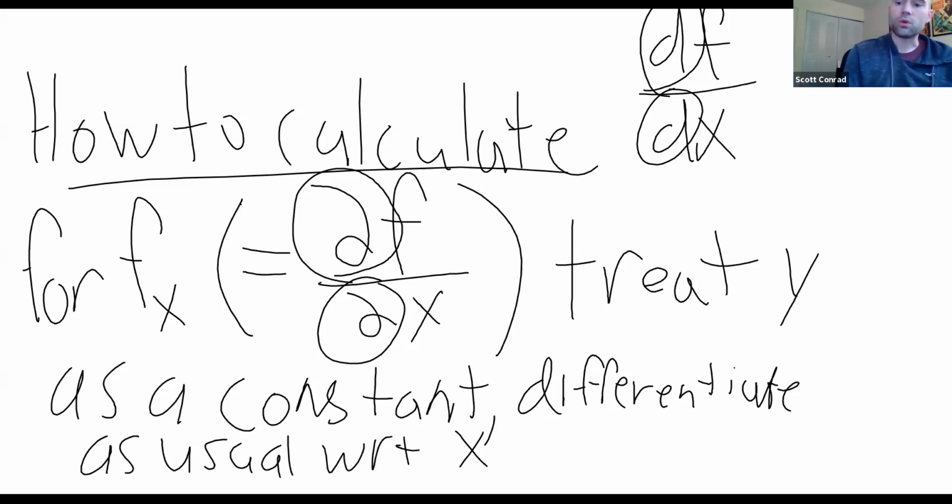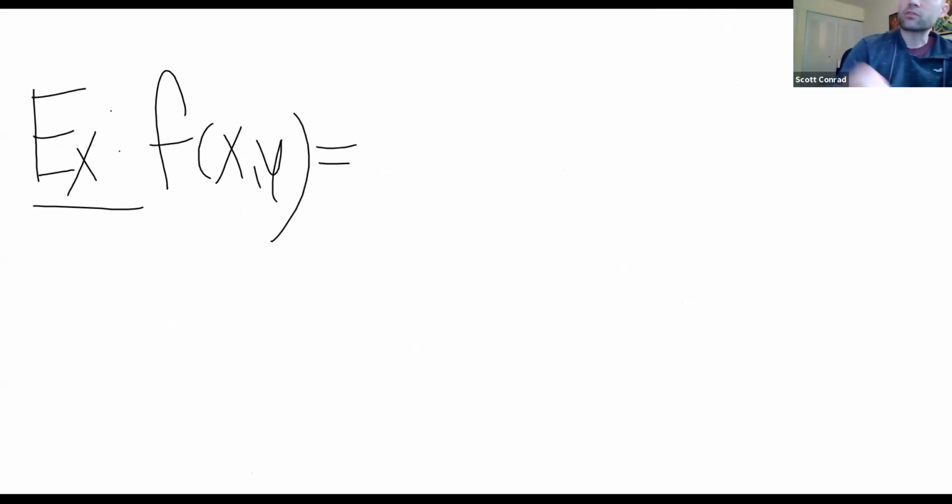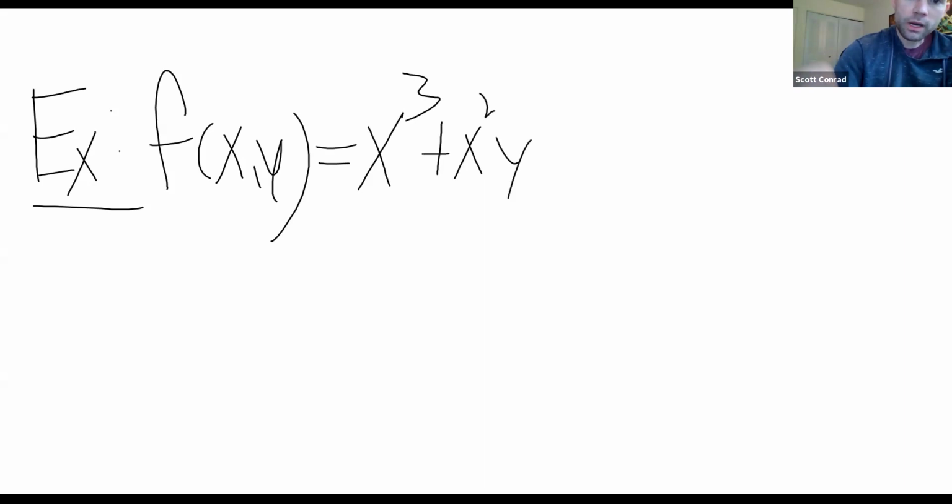So what about sine xy? Okay, cool, let's do sine xy. Well, let's do something a little more simple, and then we'll do sine xy after that. Okay, so for example, suppose we had a nice simple polynomial function. So f of xy is going to be x cubed plus x squared y cubed minus 2y squared.